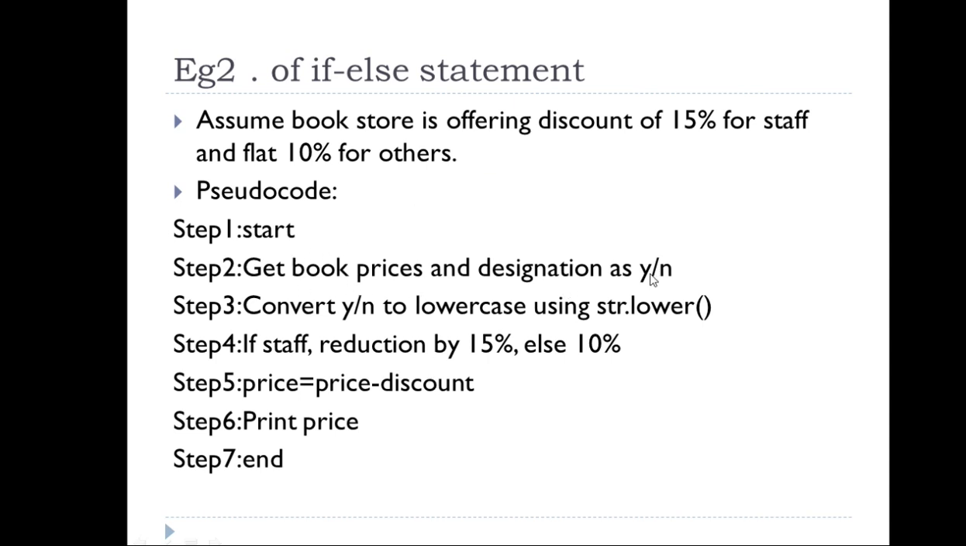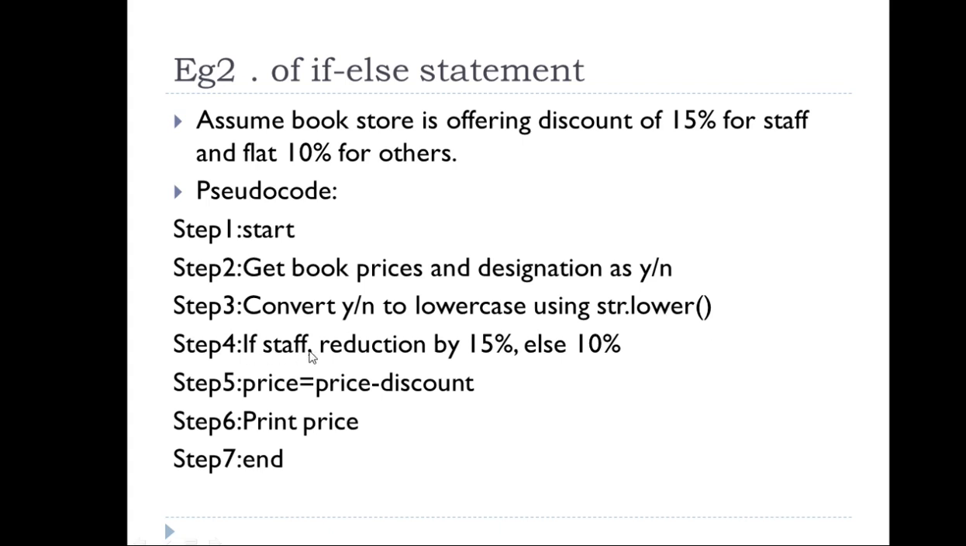Get the book prices and get the designation as Y or N. So you are asking whether you are a staff member or not. Also ensure that you convert it into lowercase, because the input entered here is a string, and Python is case sensitive. The user can enter capital Y or small y. So whatever input is given, just convert it into lowercase. Even if he gives lowercase, it will again be lowercase only. It will not give any kind of error. If the user gives the input in uppercase, it will be converted. So definitely you have to use str.lower, which will convert the input characters into lowercase.